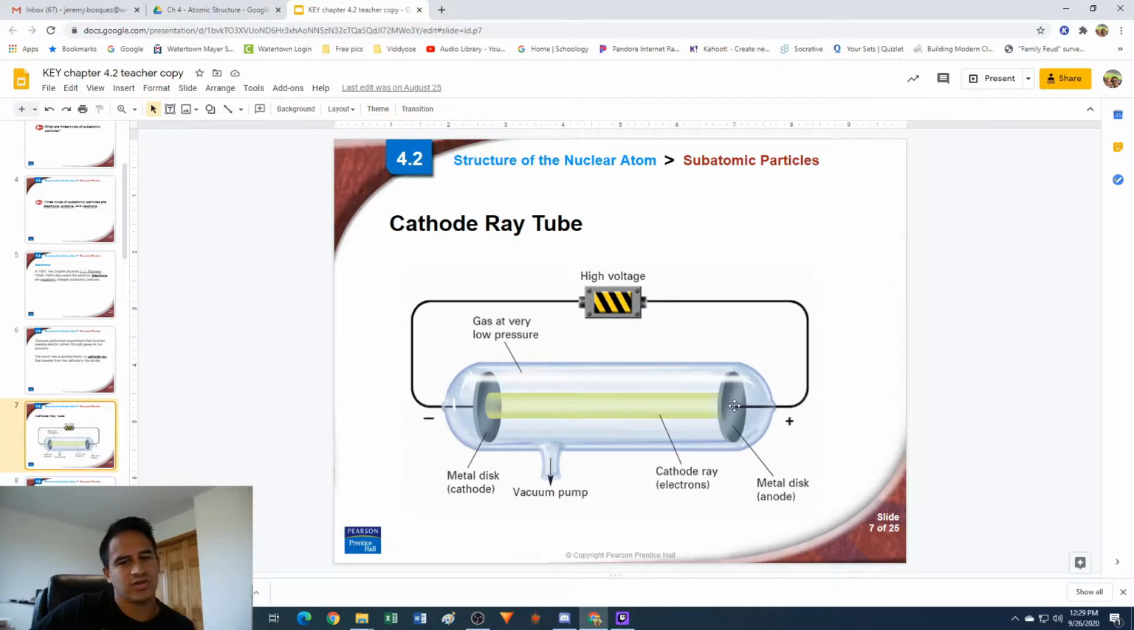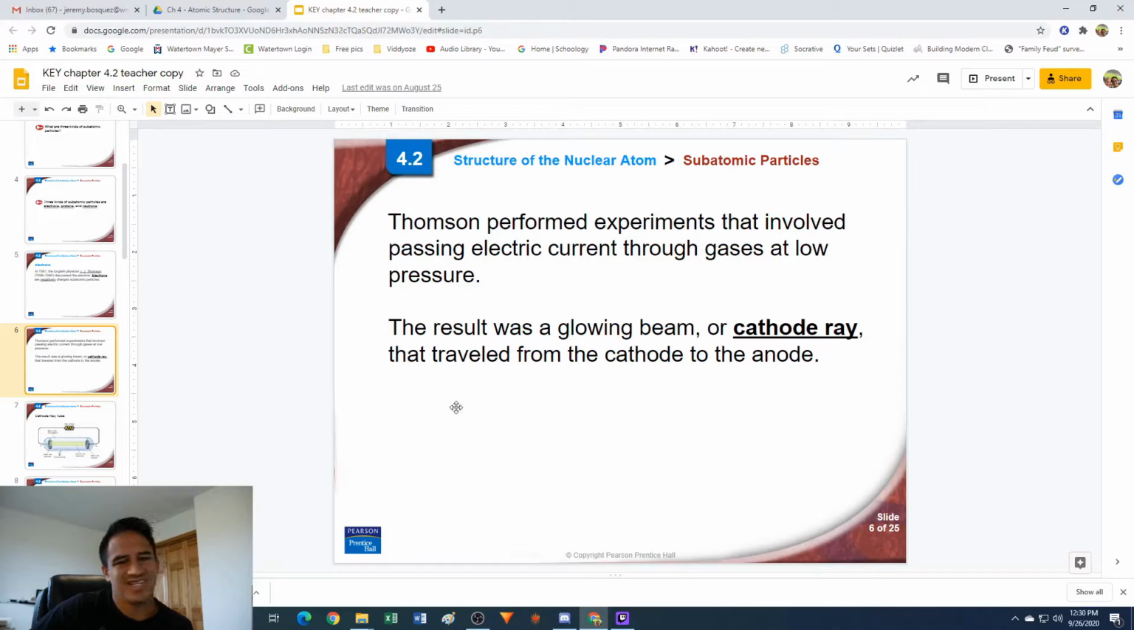And if you run an electric current through it, it will produce a beam of light, as the gas particles get energized and excited. And this is how we used to light up TV screens and computer monitors and stuff, but we've moved away from these, and we have LCD and plasma and other stuff now. But regardless, he was performing an experiment using these cathode ray tubes.